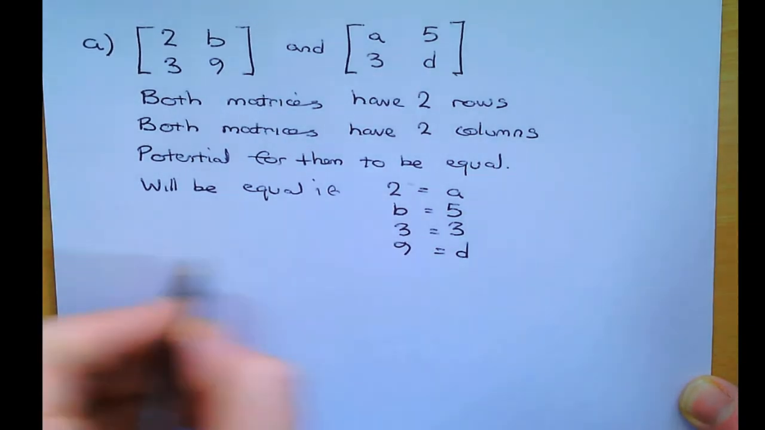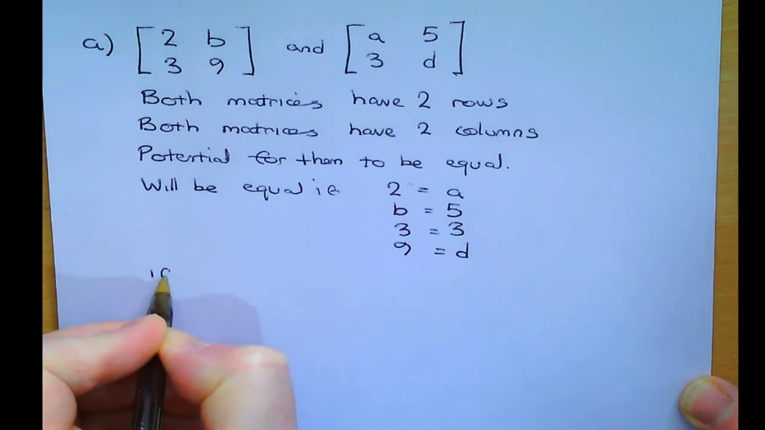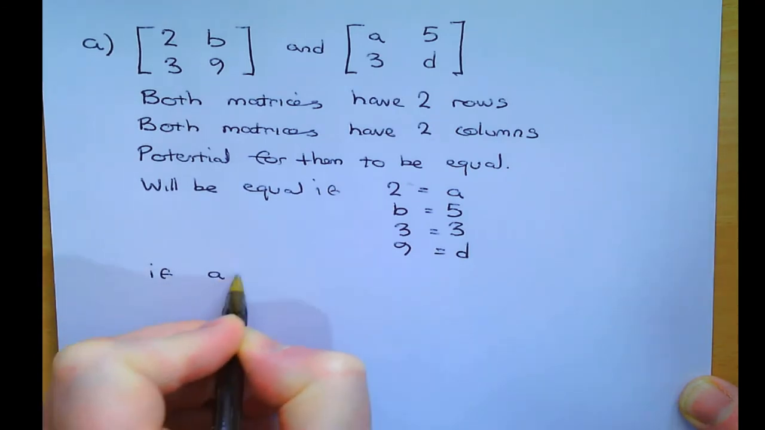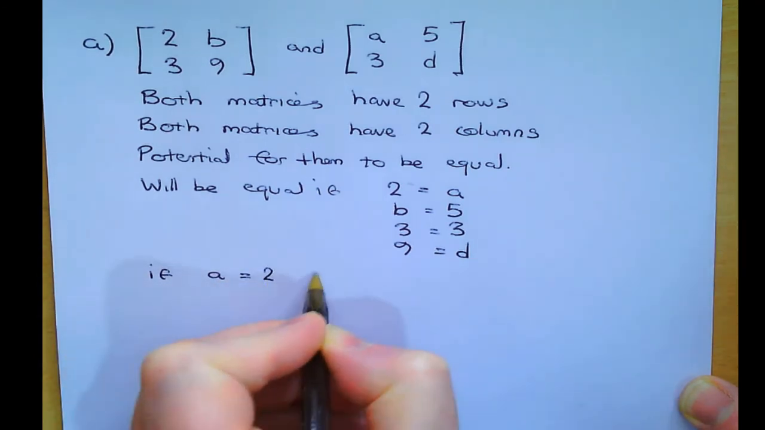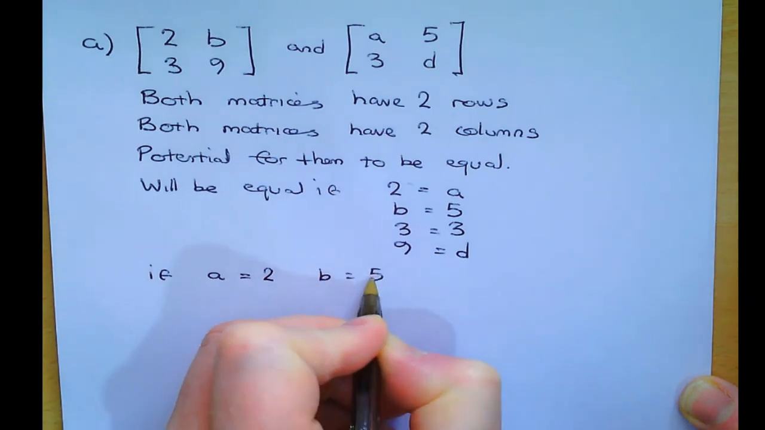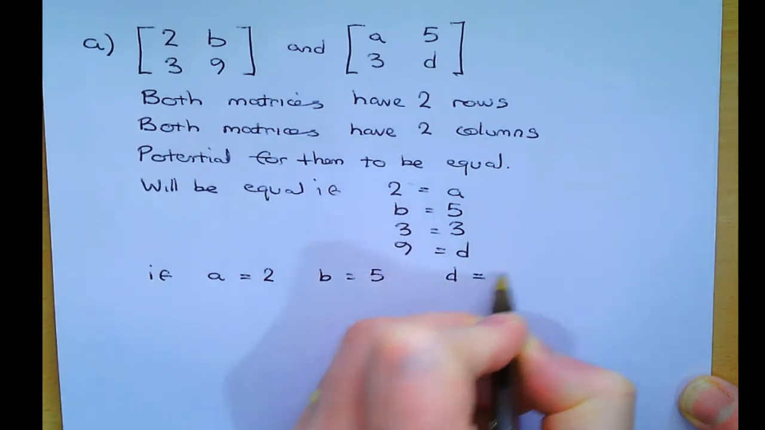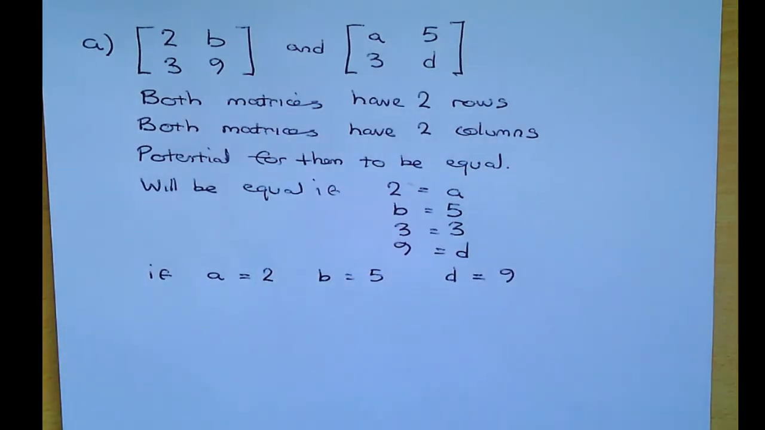So they will be equal if A is equal to 2, B is equal to 5, D is equal to 9. Any other combination of A, B, and D, the matrices will not be equal. But they will be equal for the values mentioned here.